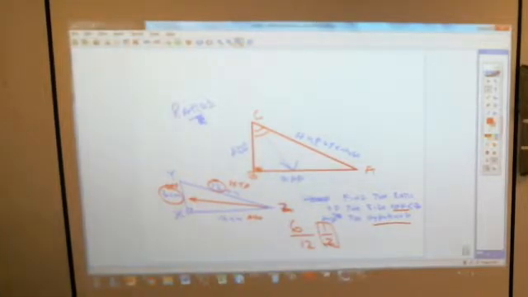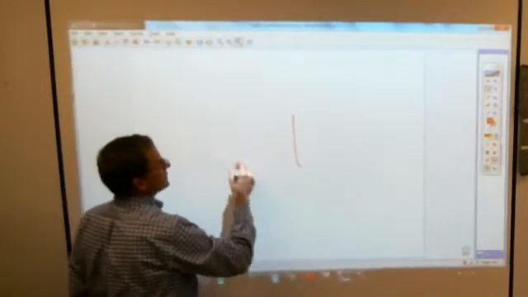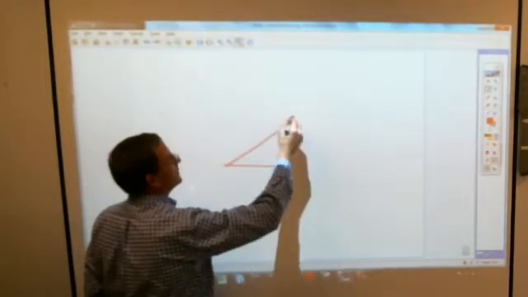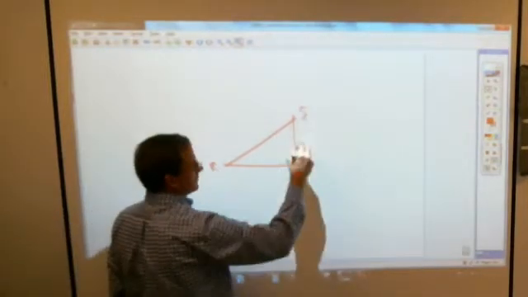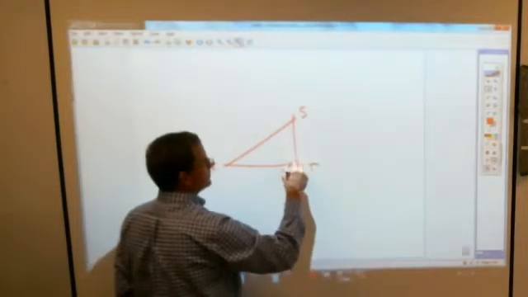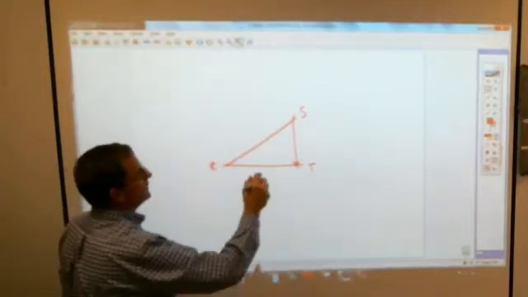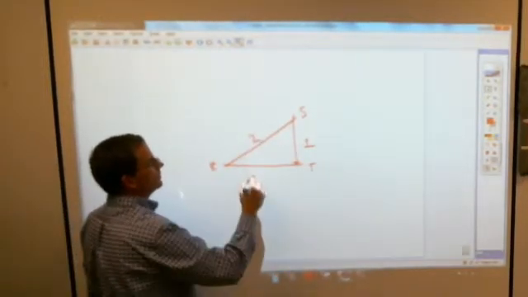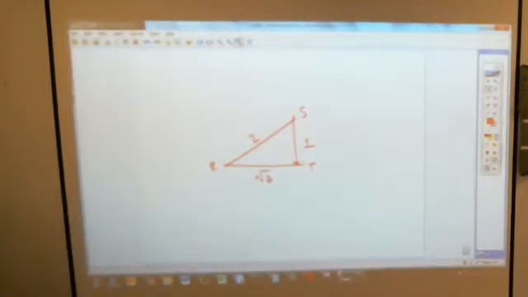Are you picking up what I'm laying down? How about this one? Here's my right triangle. We give you the dimensions. When you do these on your paper, you're going to have to label them R, S, and T. There's going to be a right angle here somewhere. The dimensions are 1, 2, and the square root of 3. And the question is, how about the ratio?